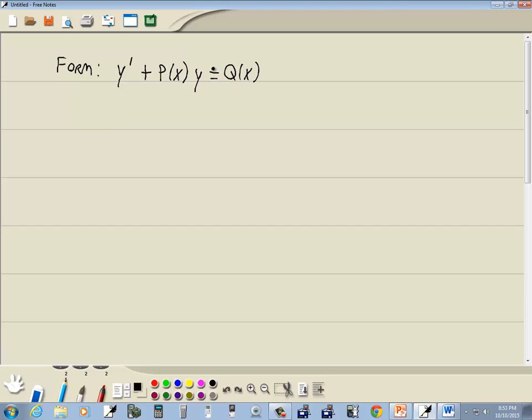Now you could have other variables here besides x. Some books have t's, so you'd have p of t, q of t over here. But if it's of this form, then you can use the methods that we're going to be taking a look at. So let's look at our steps.